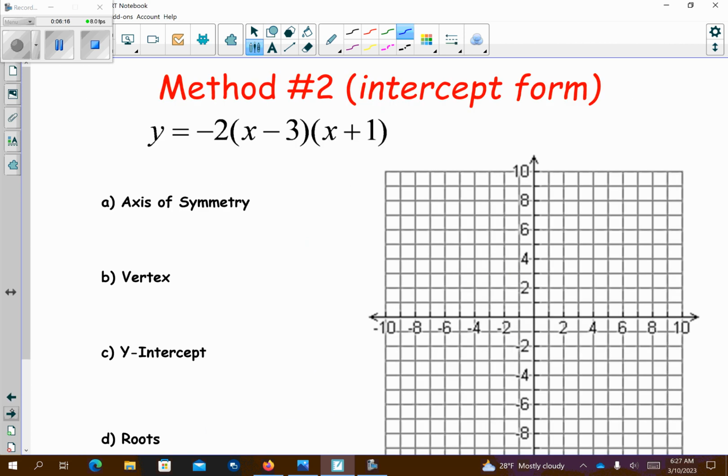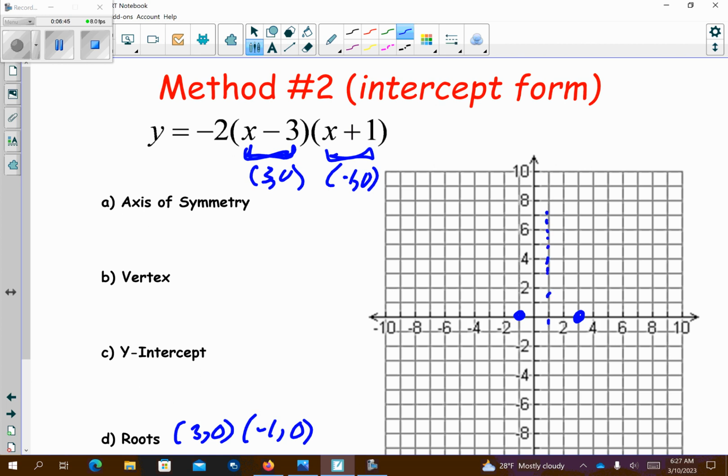This is our second method. Remember, these are going to give us roots. So that's going to give me 3 comma 0, because it's always opposite when you're pulling it out of a parentheses. And that's going to give me negative 1 comma 0. So let's go ahead and plot those 2 points. So 3 comma 0 there, negative 1 comma 0 is there. Halfway in between those looks like right here. So my axis of symmetry is x equals 1.